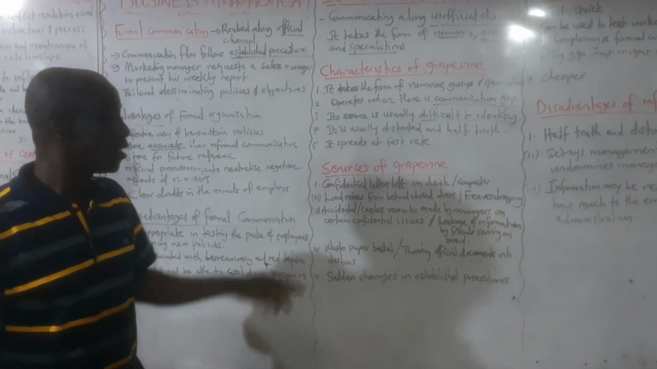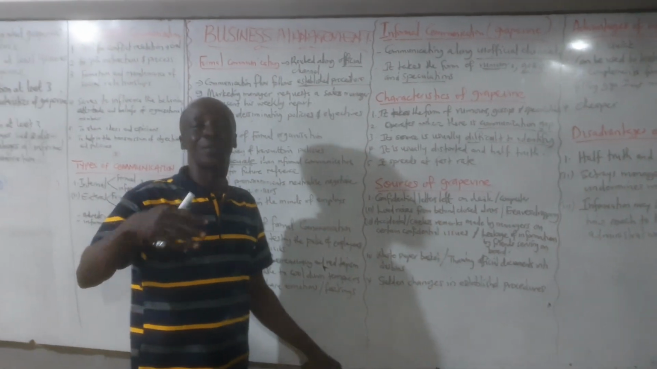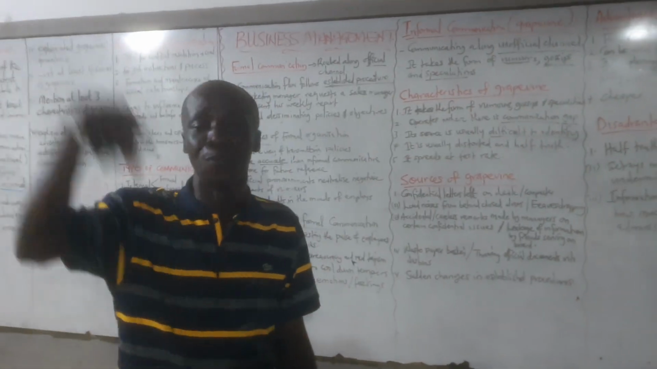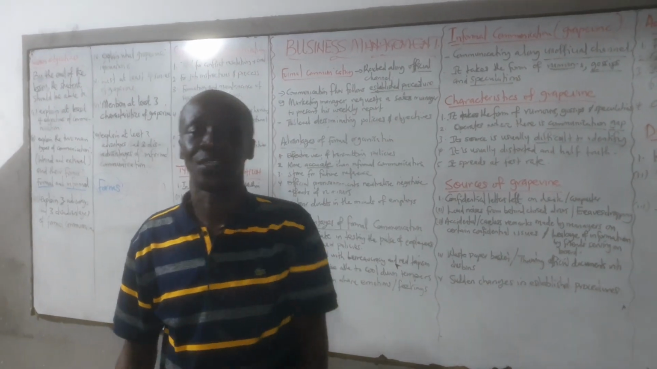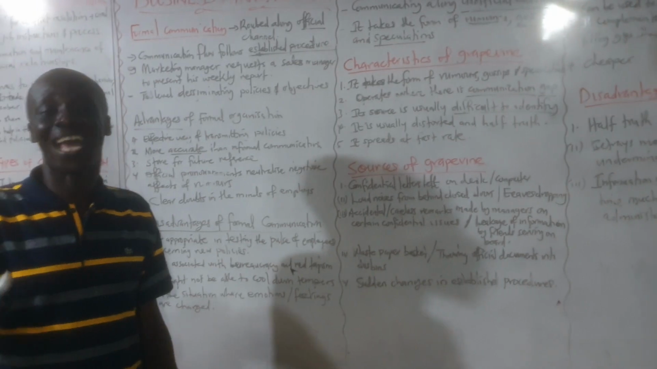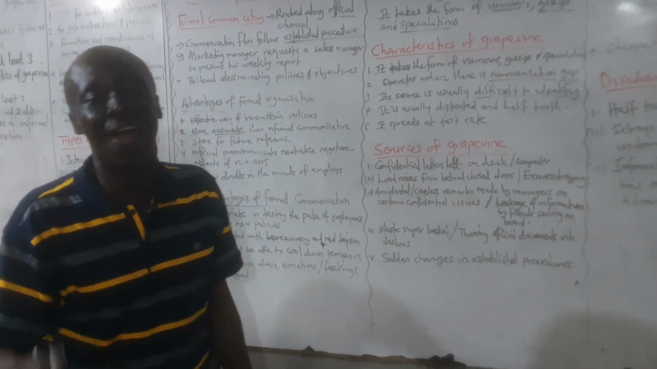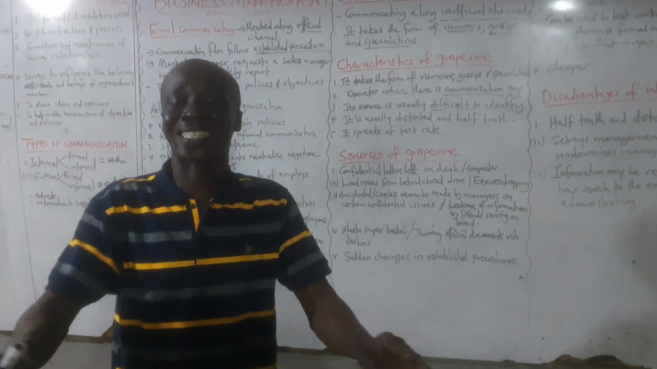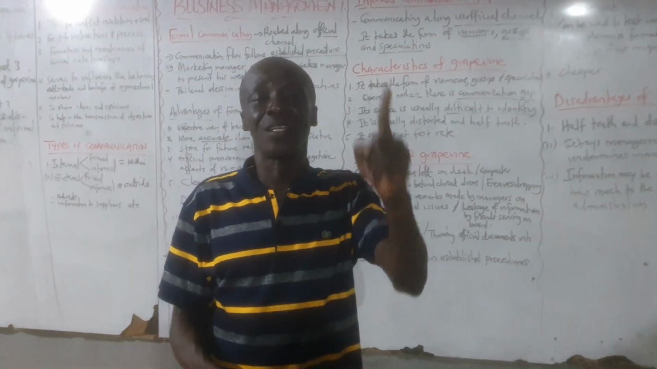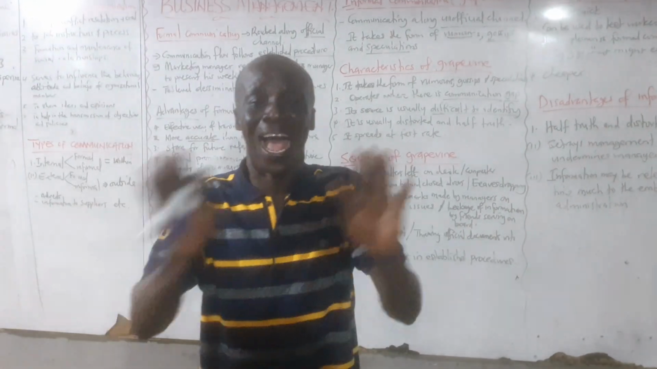So that is it. Sources of grapevine. People who peddle the rumors, where do they get the information from? That is the sources of the grapevine. Number one, confidential letters. When you say confidential letters, it means third parties are not supposed to have access to that information. That information is for some group of people, not meant for others.